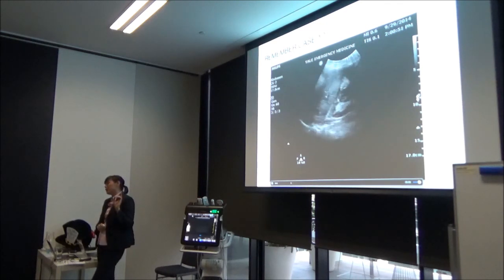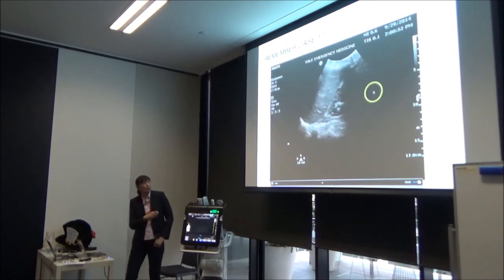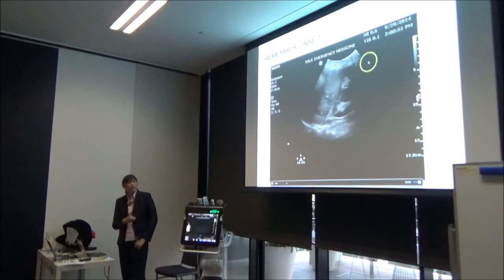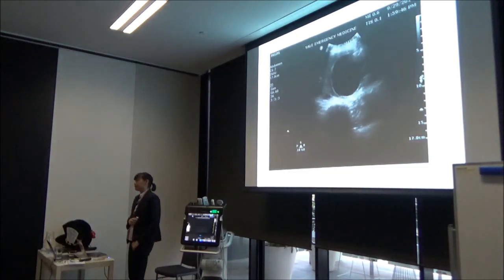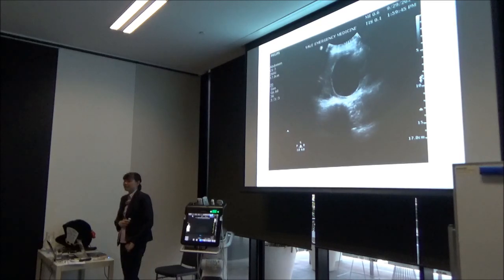I just wanted to point this out because when people teach the FAST exam, they show flagrant examples of positive free fluid. The FAST exam is not as easy as you might think. So this is an example of positive free fluid from that. What are we seeing here?